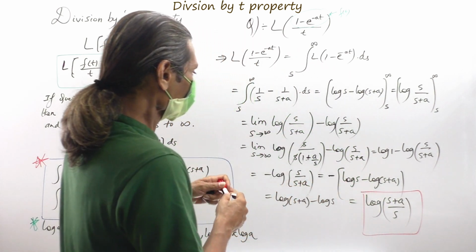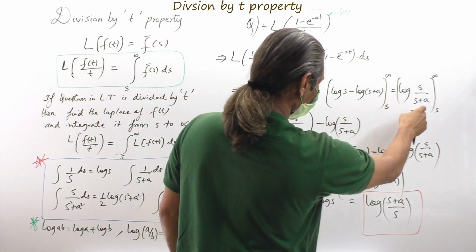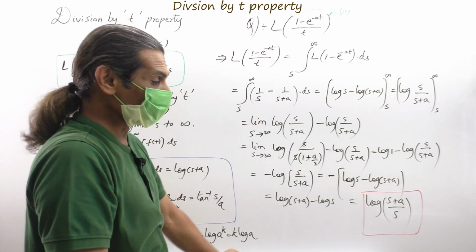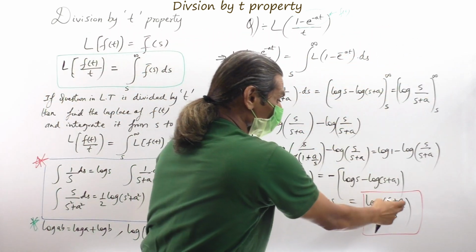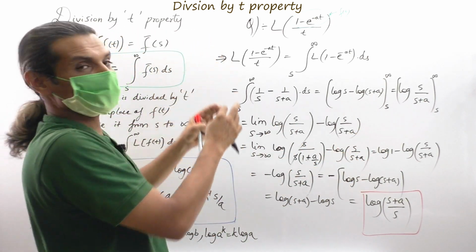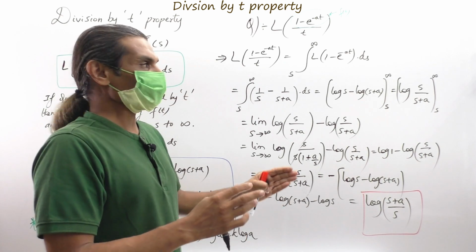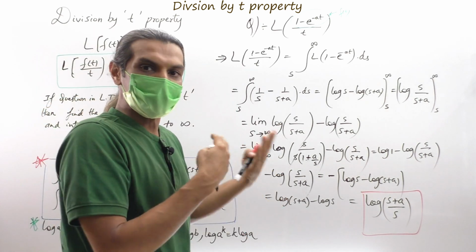So, you see that when I apply the integration here, I get log s to s plus a, but when I apply the limits, it becomes reversed, it becomes log of s plus a by s always. So, the technique for solving problems like this is all the same. Okay, you have to apply the same technique here, fine. So, to understand more clearly, we will do some other problems.